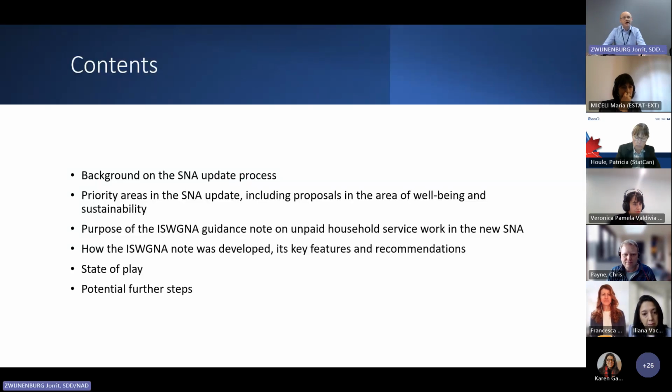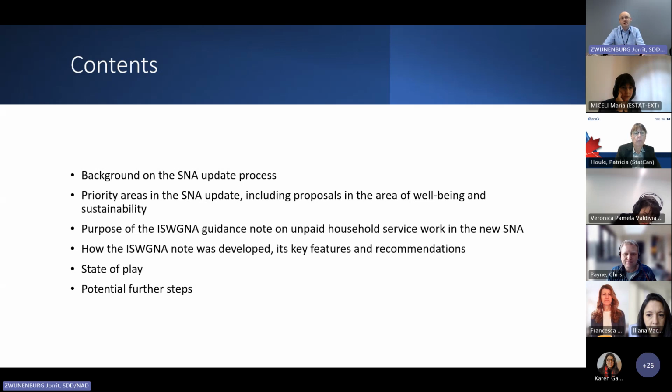So the presentation will indeed be done jointly with Chris. So I will take care of the more generic issues around the SNA update. And then Chris is going to zoom into the specific recommendations in the area of unpaid household service work.